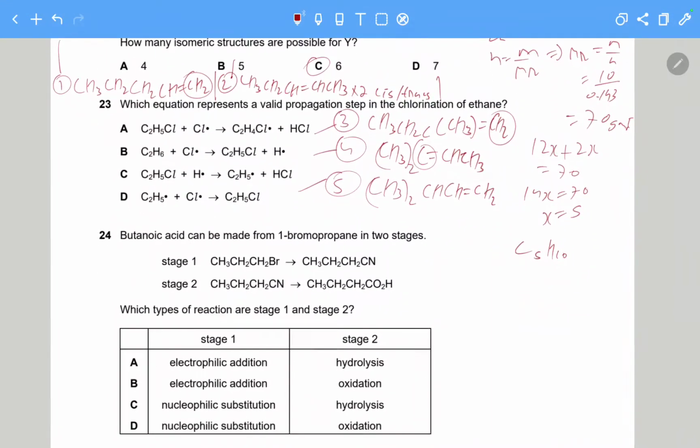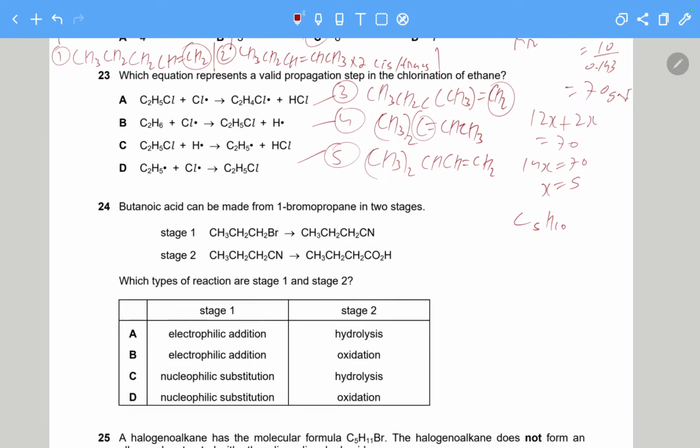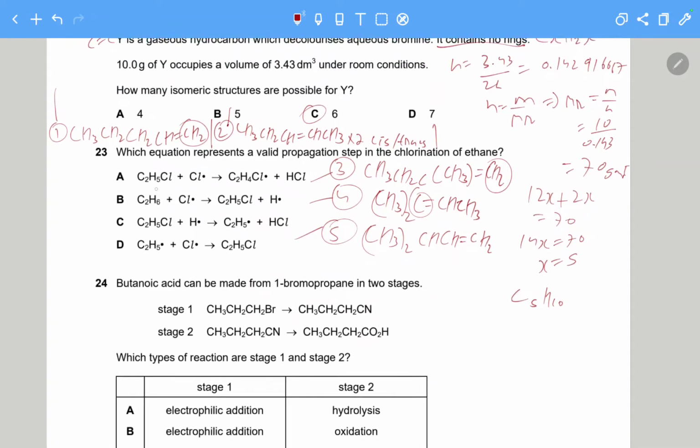Question 23. Which equation represents a valid propagation step in the chlorination of ethane? So let's look at the first one, C2H5Cl plus a chlorine free radical gives C2H4Cl plus HCl. This looks like a plausible answer, but let's see the other ones. C2H6 plus a chlorine free radical gives C2H5Cl plus an H free radical. Now this does not happen in propagation, so this is wrong.